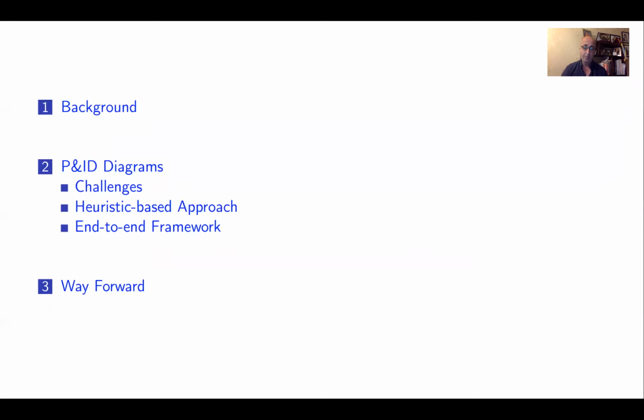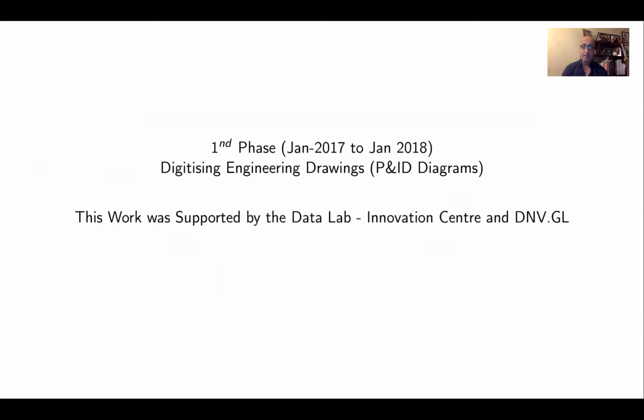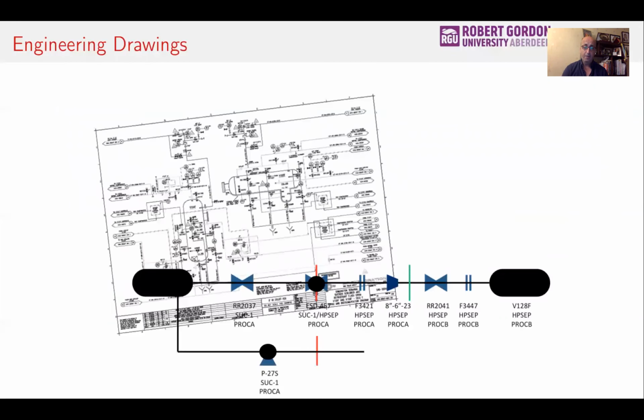that we proposed. This initially started as a funded project by the Data Lab Innovation Center in 2017 and the NVGL. The aim was to provide a solution for processing and analyzing complex undigitized documents called P&IDs. These are common in the oil and gas industries and other industries, and processing these is useful for so many applications.